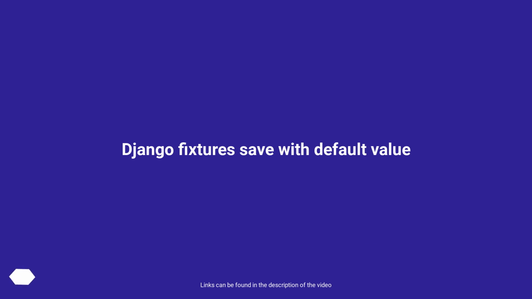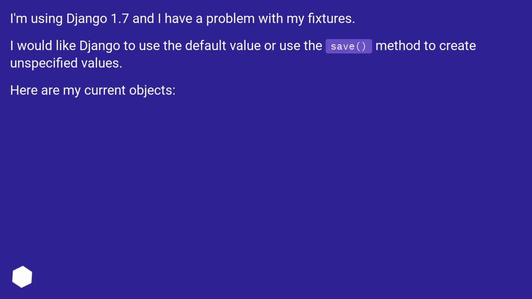Django fixtures save with default value. I'm using Django 1.7 and I have a problem with my fixtures. I would like Django to use the default value or use the save method to create unspecified values. Here are my current objects.